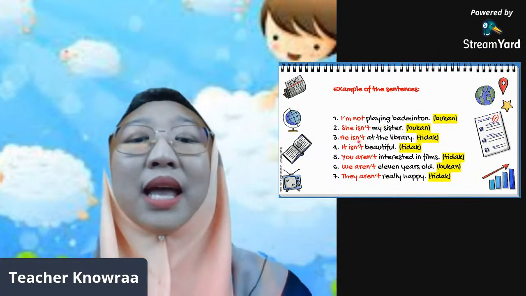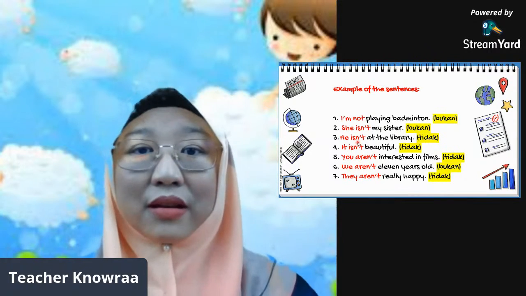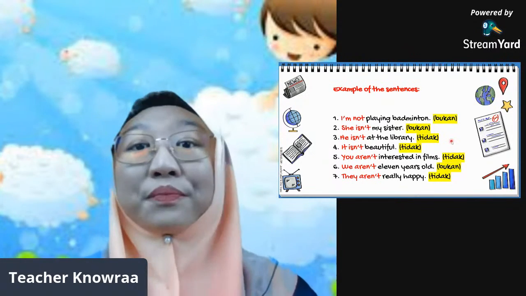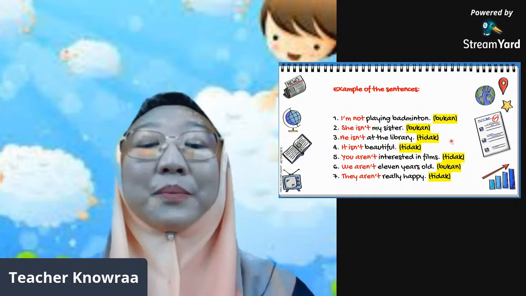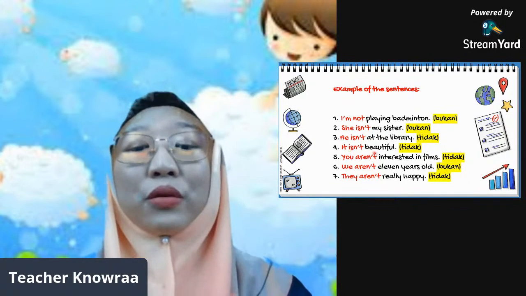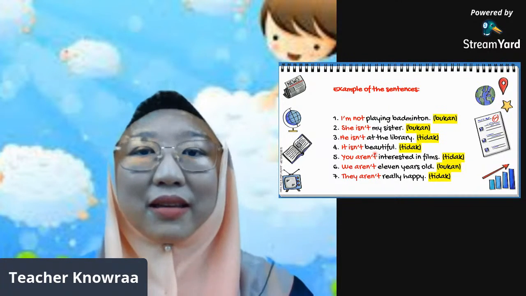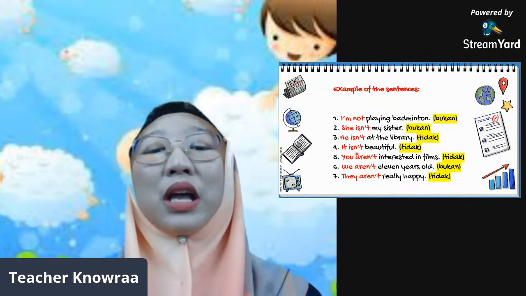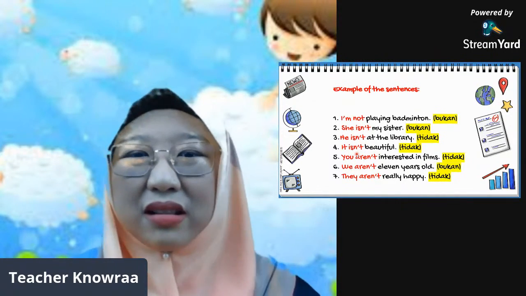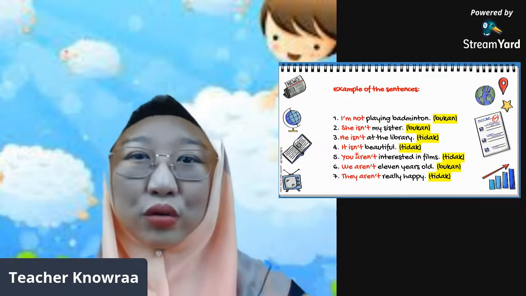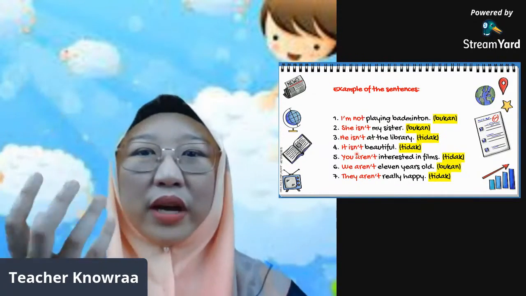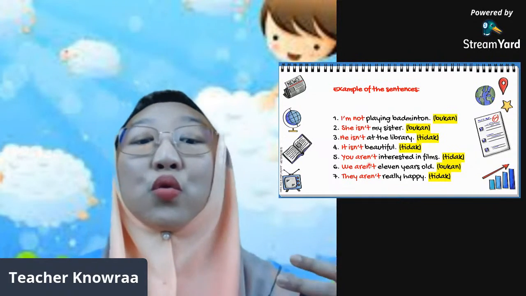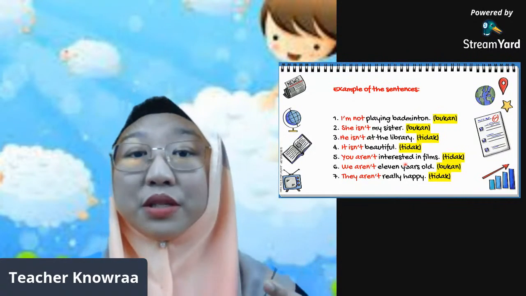Okay. He isn't at the library. Dia tidak berada di library. Tidak kat sini. He's at home. Dia berada di rumah. Okay. It isn't beautiful. Ia tidak cantik. Ni macam tadi lah, tak ada maksud. No meaning. It isn't beautiful. It's ugly. Ia tak cantik, ia buruk, ia hodoh contohnya. For example, the flower. It isn't beautiful. It's ugly.